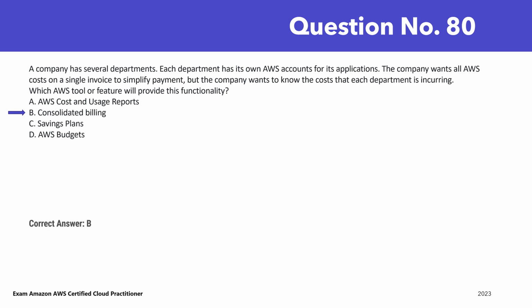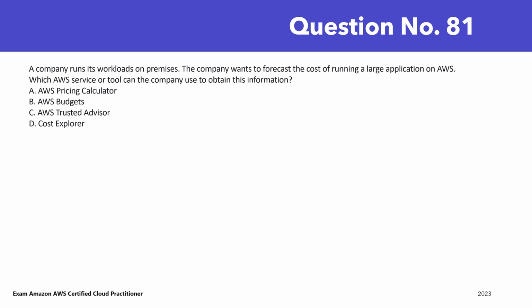A company runs its workloads on premises. The company wants to forecast the cost of running a large application on AWS. Which AWS service or tool can the company use to obtain this information? A. AWS Pricing Calculator. B. AWS Budgets. C. AWS Trusted Advisor. D. Cost Explorer. Correct answer, D.